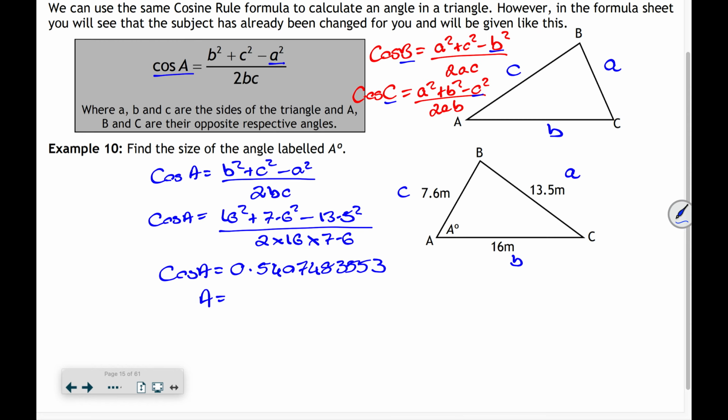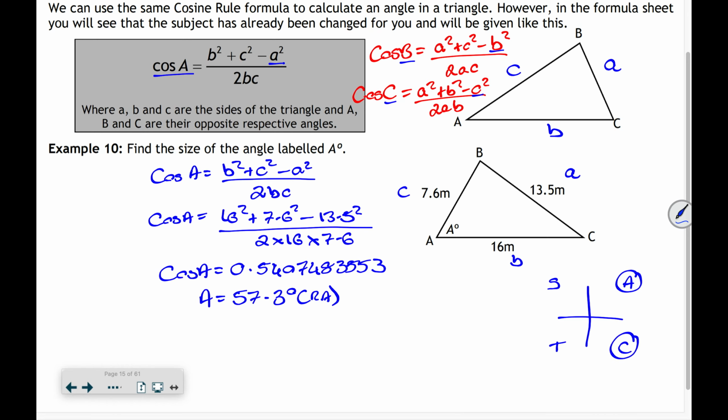So shift cos that, and we get 57.3 degrees, which is our related angle. And remember, when we solve a trig equation, we always go to the CAST diagram. And you'll notice something different about this. What we're dealing with here is cosine is positive, because cos A is a positive number there. So our solutions are going to be in the All and Cos quadrants.